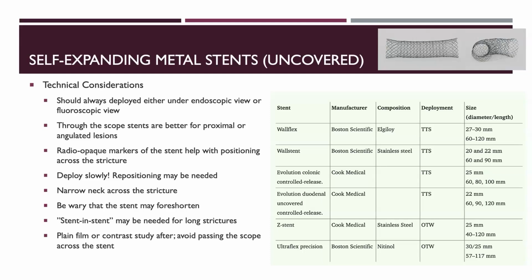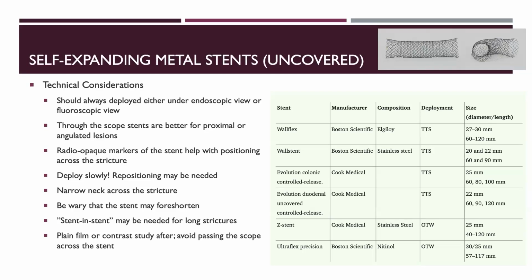You want to deploy slowly. It is not uncommon to need to reposition because your catheter is a much more rigid material than the stent that's in it. So your catheter may look like it's spanning the stricture well, but as you start to deploy, the stent accommodates to the bigger space proximally, and then accommodates to the smaller space through the stricture. So you may need to redeploy, and that's very, very common.